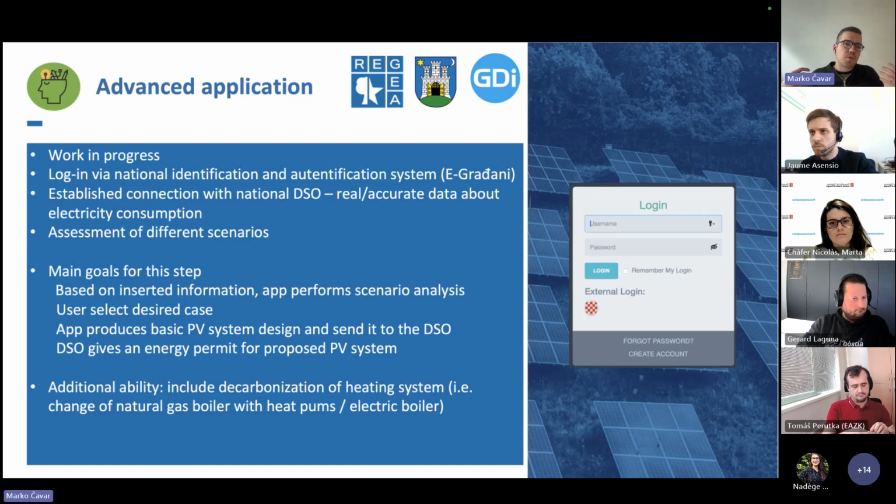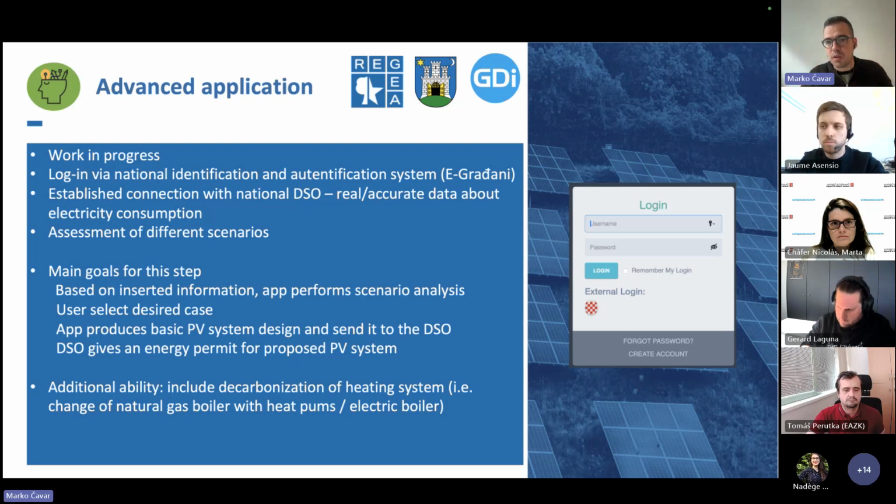So what was the goal behind this is that based on this inserted information, application performs some scenario analysis. You will see the screenshot of it. Users select the desired case that they want from different options. And then the application generates the basic PV system design, which is aligned to our law, how the system design in this first step needs to look like. And it sends directly through the application this request for permit to the DSO. And after several days, the DSO gives you the permit back through the system. So we thought that this is maybe the crucial part of this whole process of the installation, about the permits and everything else. So this really ease up the whole process.